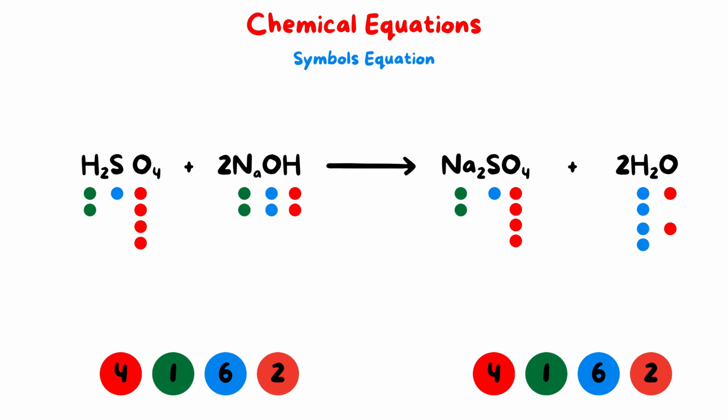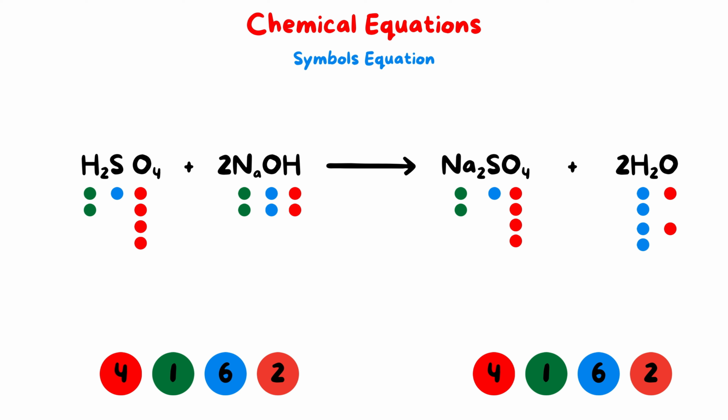On the right, we have 2 hydrogen atoms in 1 water molecule, and we need 2 more hydrogens and 1 more oxygen to match the left. We can fix this by adding 1 more water molecule to the right, giving us 2 water molecules. Now we have 4 hydrogen atoms and 2 oxygen atoms from water, plus the remaining atoms from sodium sulfate. Finally, we double-check. On both sides, we now have 4 hydrogen atoms, 1 sulfur atom, 6 oxygen atoms, and 2 sodium atoms. The equation is fully balanced.